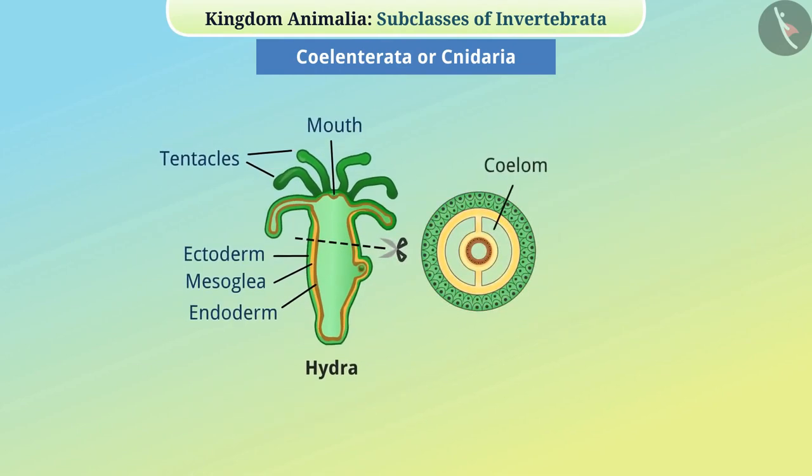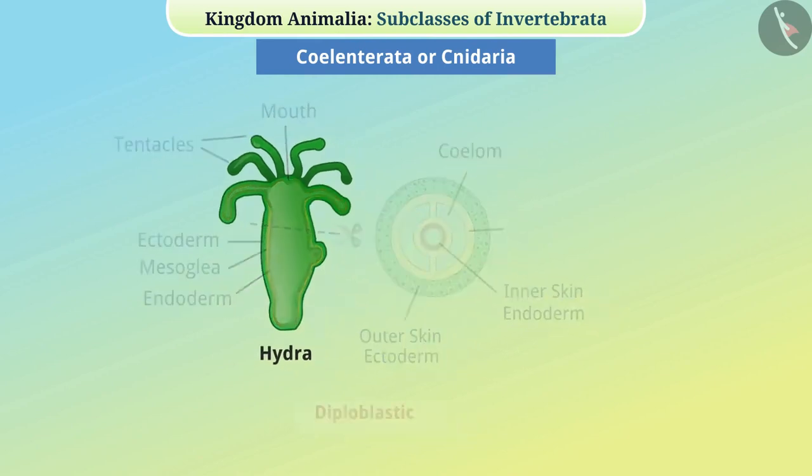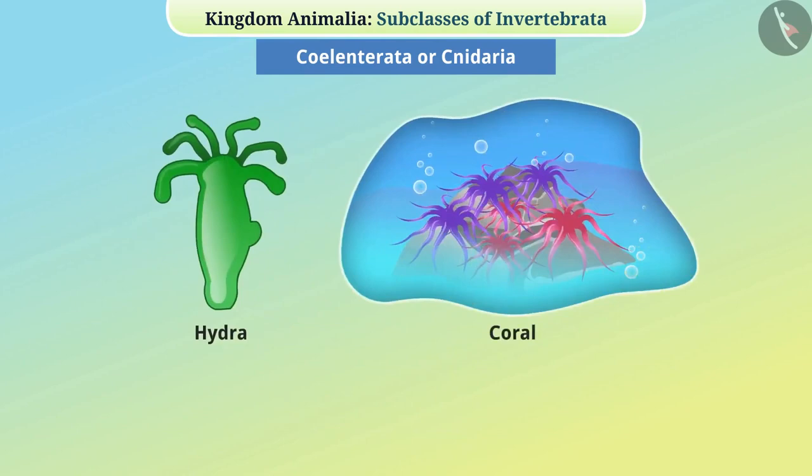Their body is made up of two cell layers, outer skin ectoderm and inner skin endoderm, and hence they are diploblastic. The space between two layers is filled with jelly-like substance which is made up of mesoglea. Some of their species, such as corals, live in groups, while some species like hydra remain alone. They can reproduce both sexually and asexually.